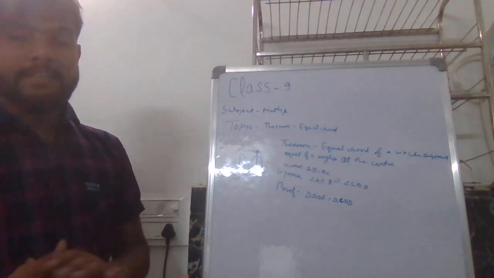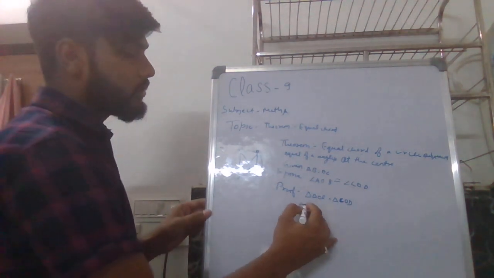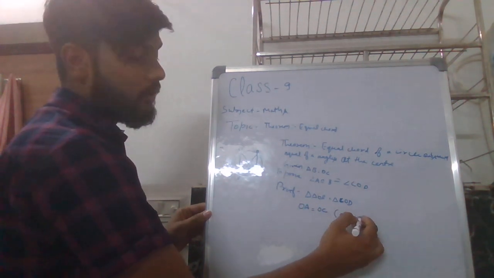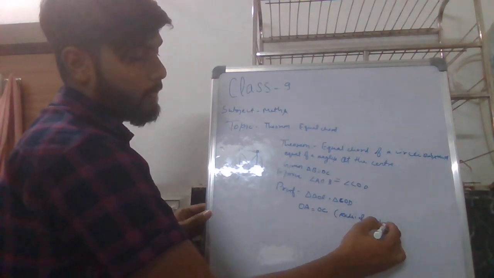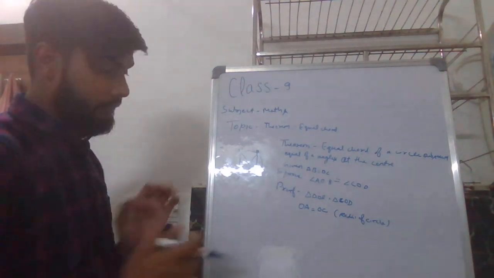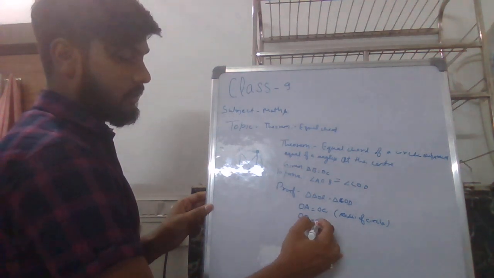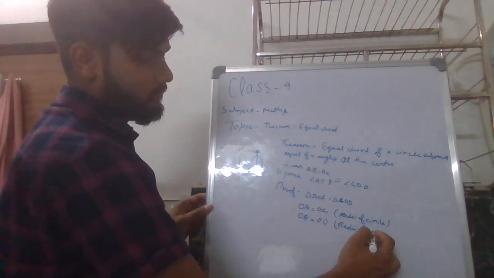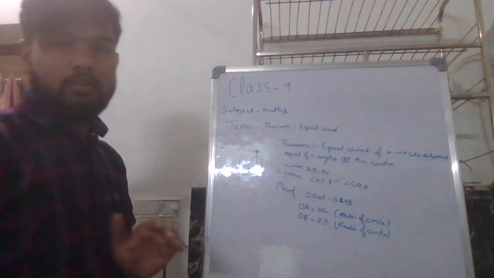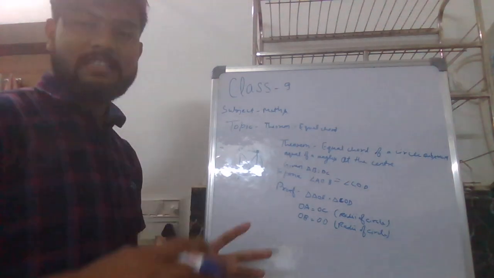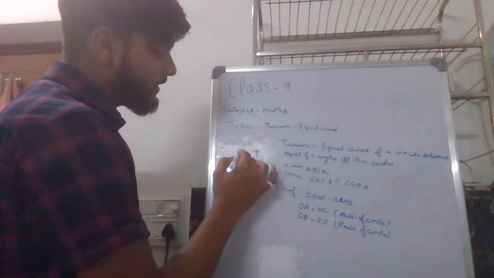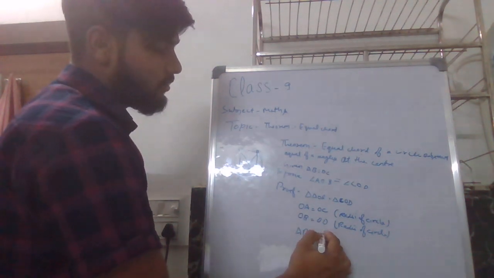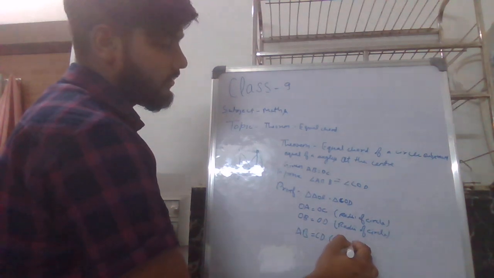We see that OA is equal to OC, which is the radius of the circle. And OB is equal to OD, which is also the radius of the circle. After that we can see that AB is equal to CD, which is given here.